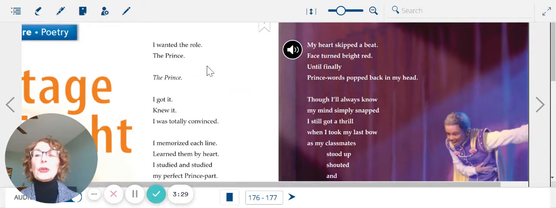Let me reread here. I wanted the role, the prince, the prince. I knew it. I got it, knew it. I was totally convinced. All right, so I hear prince and convinced. Okay. All right, let's continue.